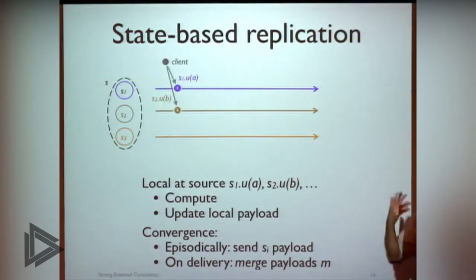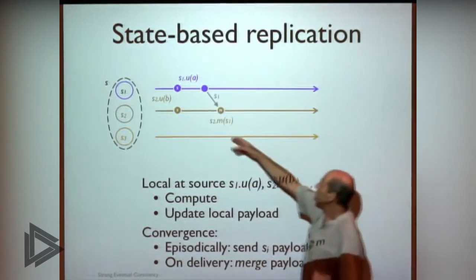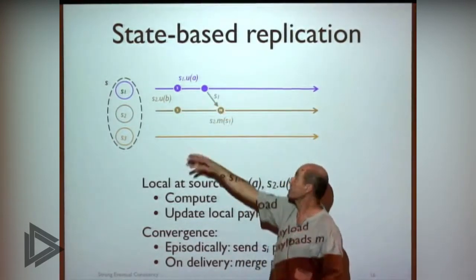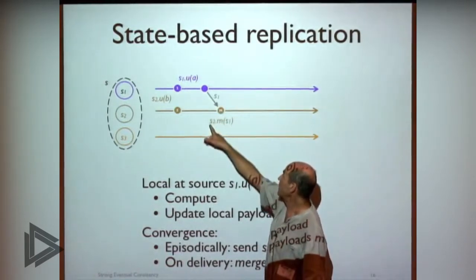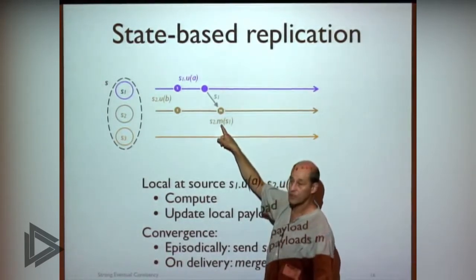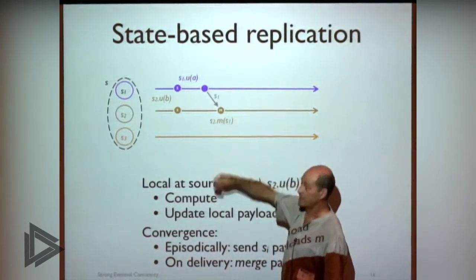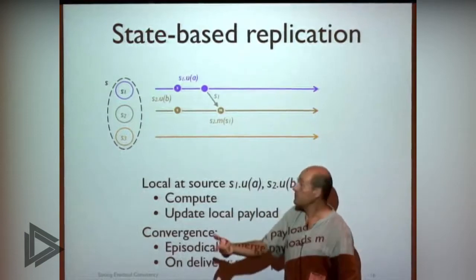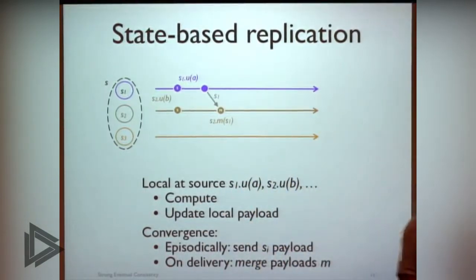And then every once in a while, each replica is going to send a copy of its state to the other replicas. And the other replica, on receiving this copy, is going to apply a merge operation. So the specification of my data type has to specify how I do queries, how I do updates, and how I do merges. Okay? Well, this is just conceptually. In the implementation, this will be some delta it's sending.